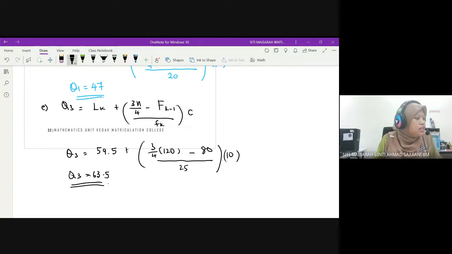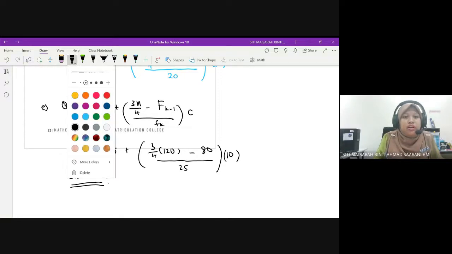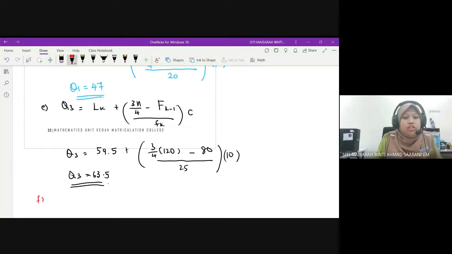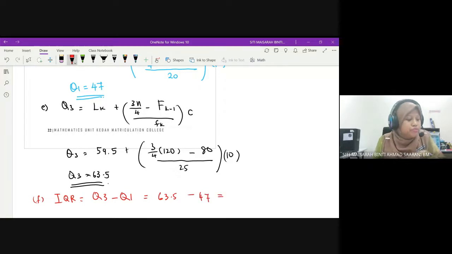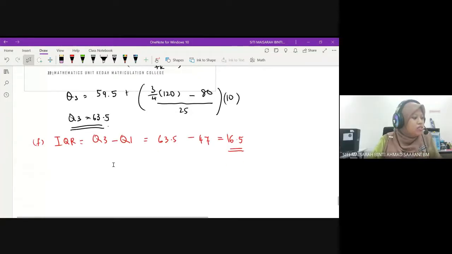And then for question F, we are going to find the interquartile range. IQR is actually Q3 minus Q1. Q3 here is 63.5 minus Q1, which is 47. Find the difference between Q3 and Q1, we get 16.5. Is it correct, Madam, 16.5? Correct.